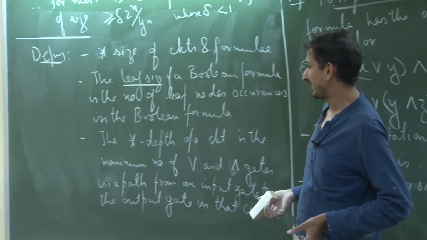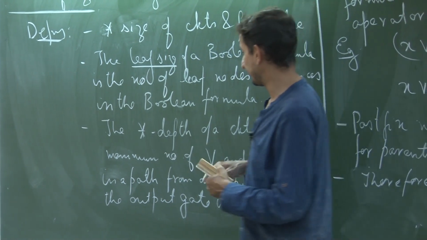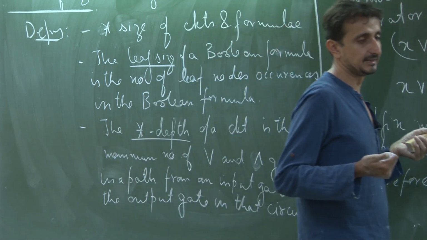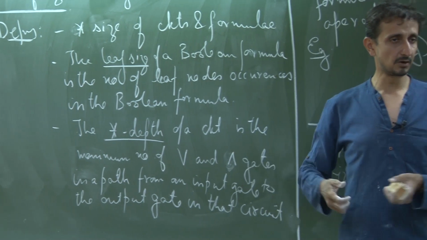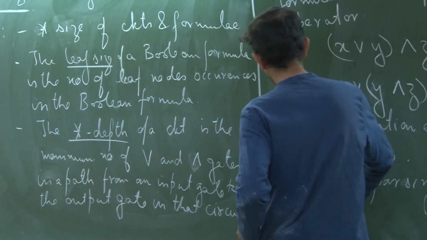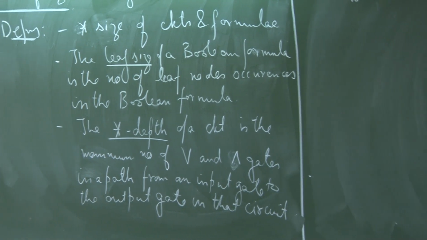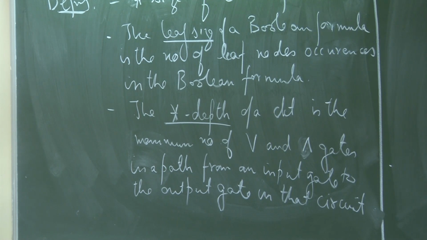Let me also mention what depth is. Depth is when you just count the number of gates present in that circuit. It can be OR, AND and NOT, but when I say star I just mean the number of OR and AND gates. And one more quantity that we would require is what is called the alternation depth of the circuit.